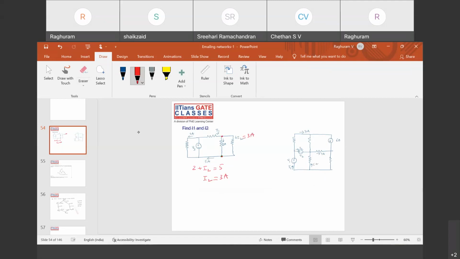So then apply KCL here. What will be I1? Same again: entering currents equal leaving currents, 5 amperes. Okay? Clear? 5 amperes and 3 amperes. Okay? Same, find I1 and I2 for this circuit. Is this clear, everyone? Yes, sir. Find I1 and I2 for the second one.